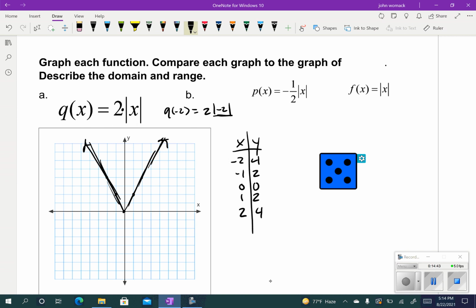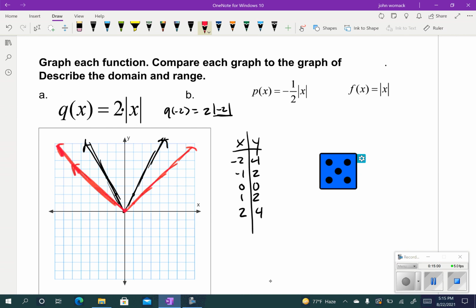Okay, let's compare that to the original graph. I'll do it in red again. So remember, the original graph, the vertex is in the same spot, but it went over 1, up 1, and then over 2, up 2. So it looks something like this.